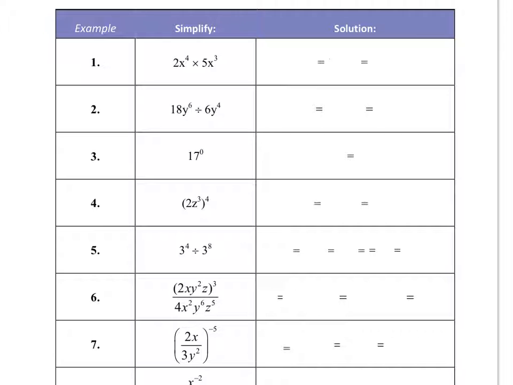If you haven't already tried these examples on the second page, you should try them now. Give yourself perhaps 10 minutes to try to simplify each of these expressions as far as possible, and then come back to the video. So you can just check for yourself.